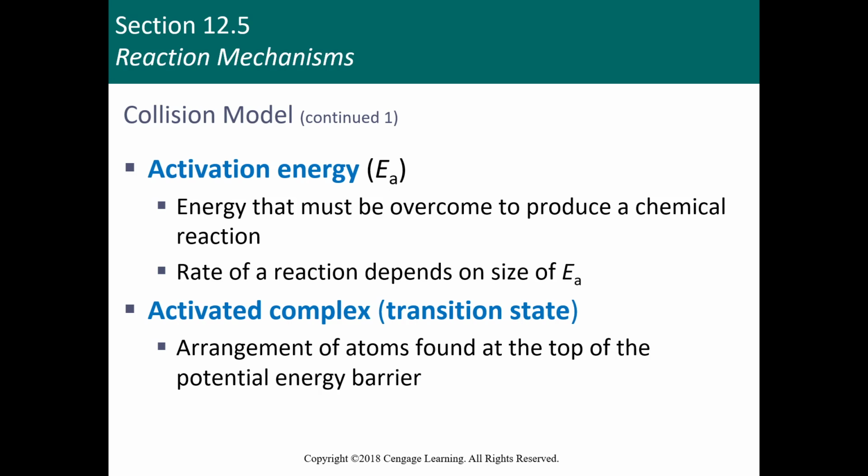So part of what you need to understand for the collision model are several key concepts that are going to be important from here on, okay? So activation energy is one of these concepts that really just is important as a scientist, period. Anybody that requires science to do their job needs to understand activation energy to some degree. So activation energy, this is the energy that must be overcome to produce a chemical reaction. The rate of the reaction will depend on the size of the activation energy. If you have a high activation energy, the reaction will be slow. If you have a low activation energy, the reaction will be fast.